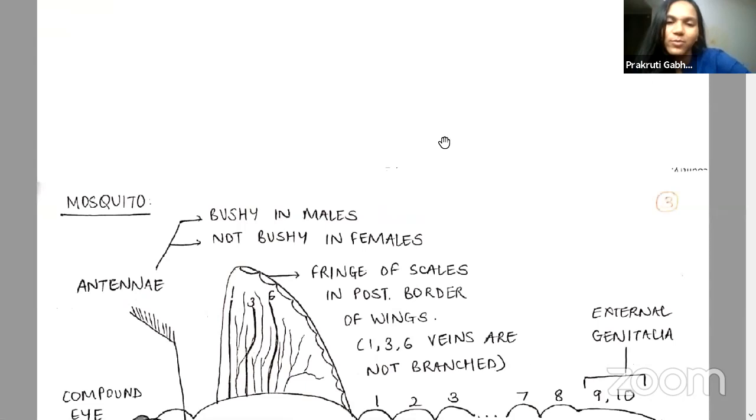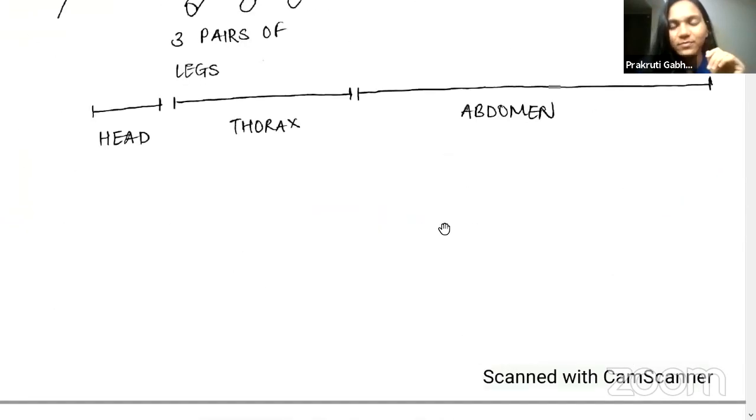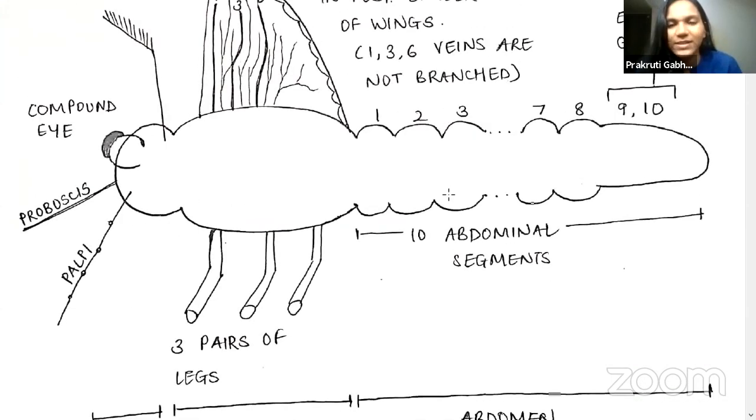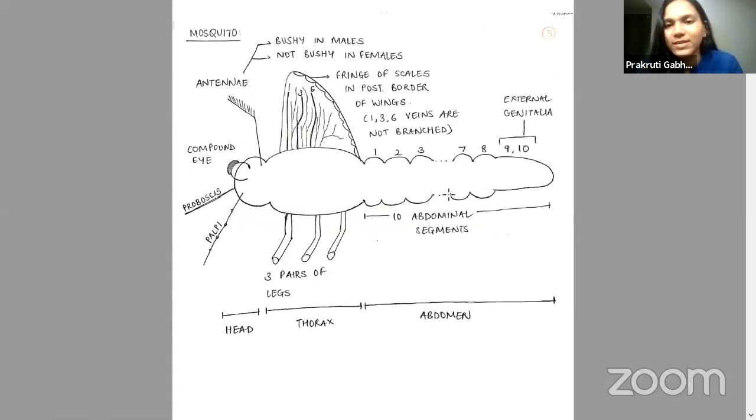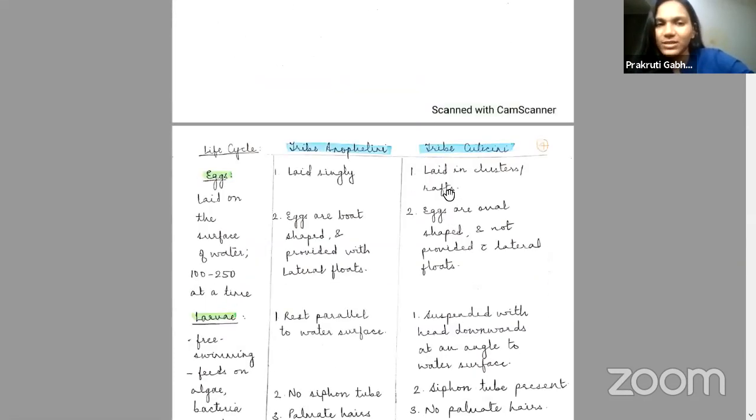They've given this description of the body of a mosquito, and I drew it because it seemed very difficult to understand otherwise. The body is divided into head, thorax, and abdomen. The head consists of a pair of compound eyes, a proboscis, a pair of palpi on either side of the proboscis, and a pair of antennae, which are bushy in males and not bushy in females. That's how you differentiate between male and female mosquitoes. The thorax dorsally contains a pair of wings and three pairs of legs, and on the posterior border of the wings there are fringes of scales, as we're seeing here. The abdomen is divided into 10 segments, and the 9th and 10th segments are modified to form external genitalia.